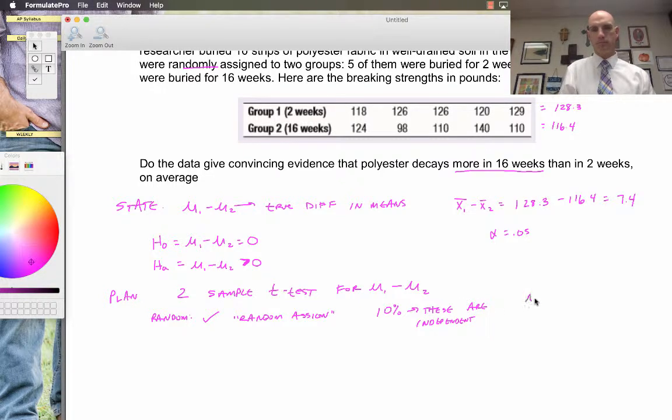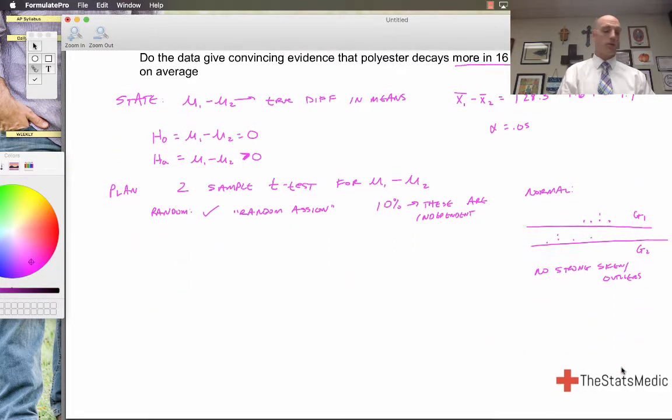And is it normal? We don't know. We definitely don't have greater than 30, so what I can do is a little sketch here. I've got like 118, 126, 126, 120 would be in here, 129 would be up here. This would be for group 1. And group 2 down here, 124, 98 would be down here, 110 is in here, 140 is up here, 110 is here. So no strong skew or outliers. So we can go ahead and put a check mark next to that condition.